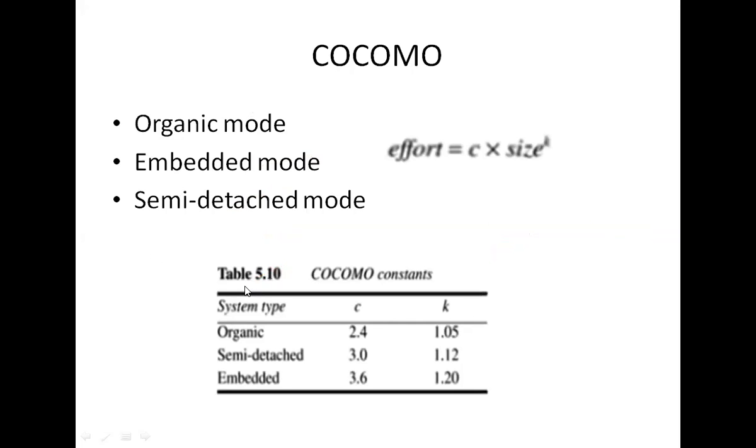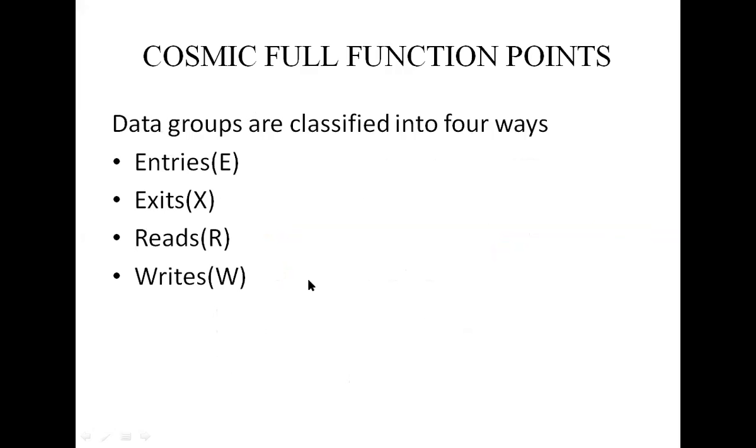Before COCOMO, let's see an example of Cosmic Full Function Points: the entry of vehicles into a car park. We all know about car park entries managed by a small computer system. Each time a vehicle pulls up at the entry, the sensor notifies the computer system of the vehicle's presence. The system examines the count and maintains the number of vehicles inserted.